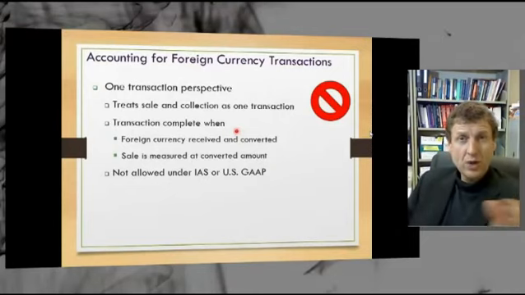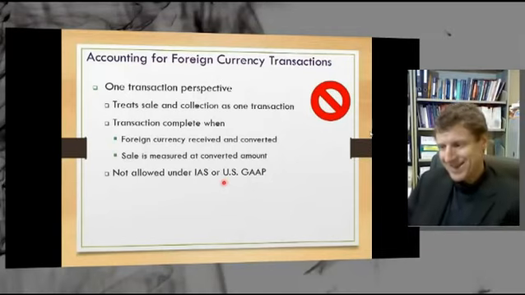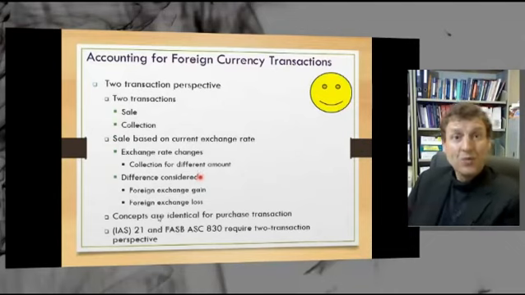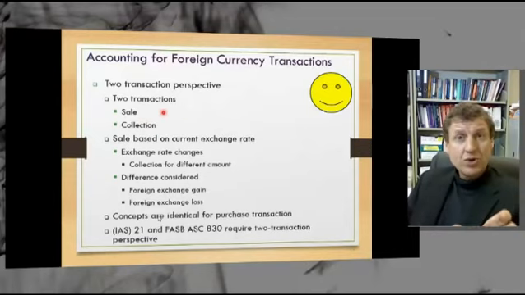Now there are two options. There's the one transaction perspective, where we do everything in one transaction, but that's not allowed under IFRS or US GAAP. So basically we're going to skip that. We're going to use the two transaction perspective. Two transactions: we've got a sale and a collection. They are two different transactions.